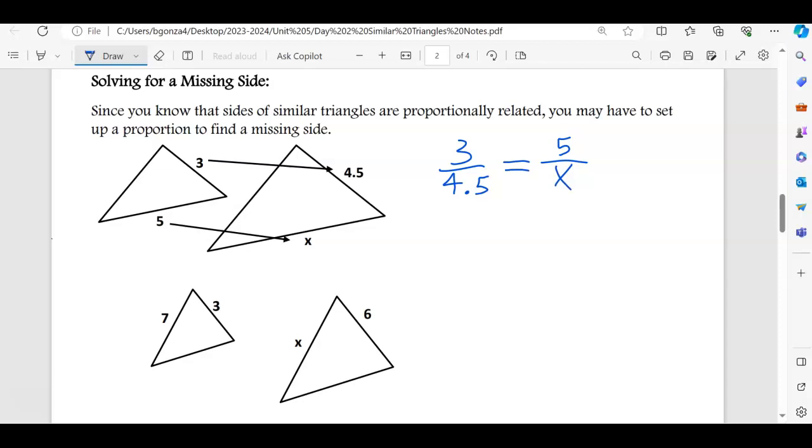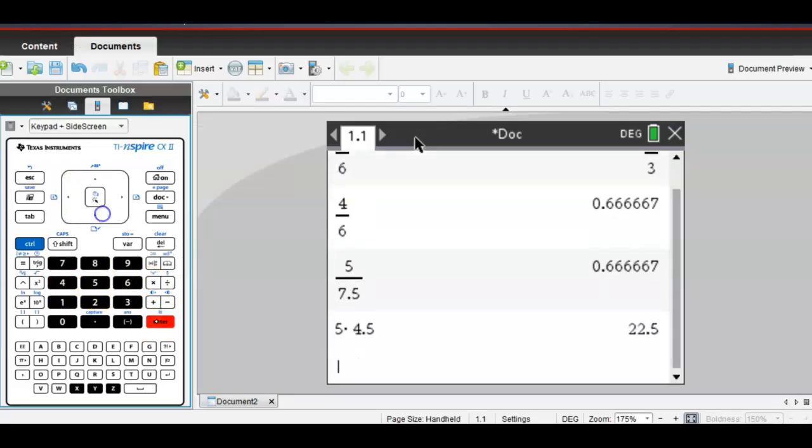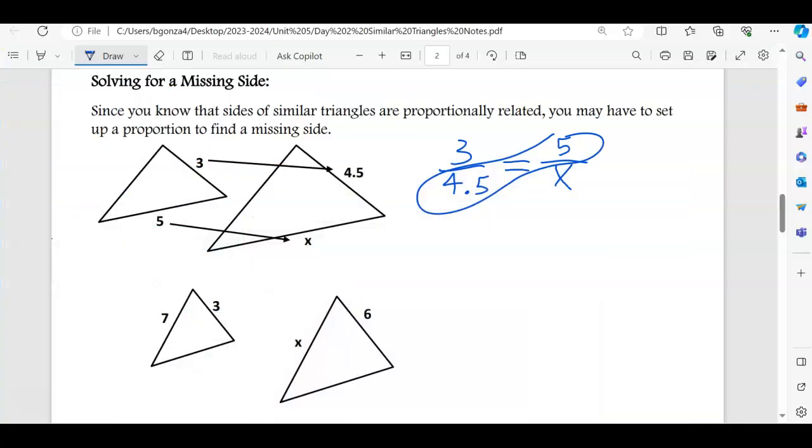All right, now could you solve that? I hope so, by now. So 5 times 4.5. You don't know, calculate as your friend. I don't know, so there you go. 22.5 equals, and then 3 and x multiply to make 3x.